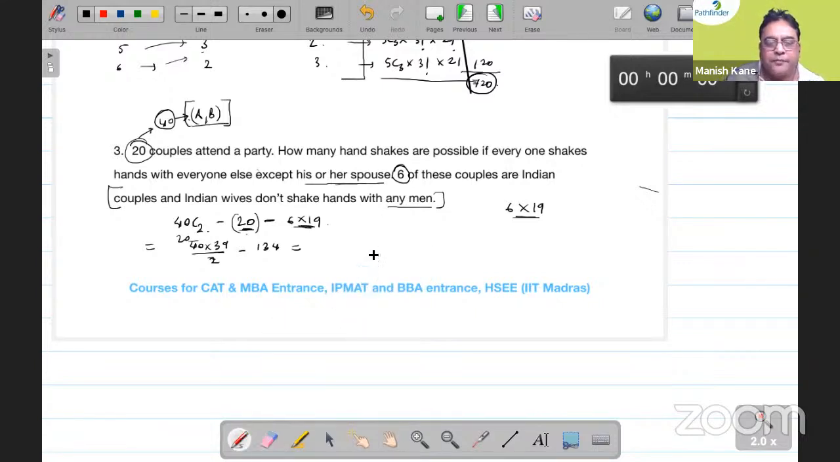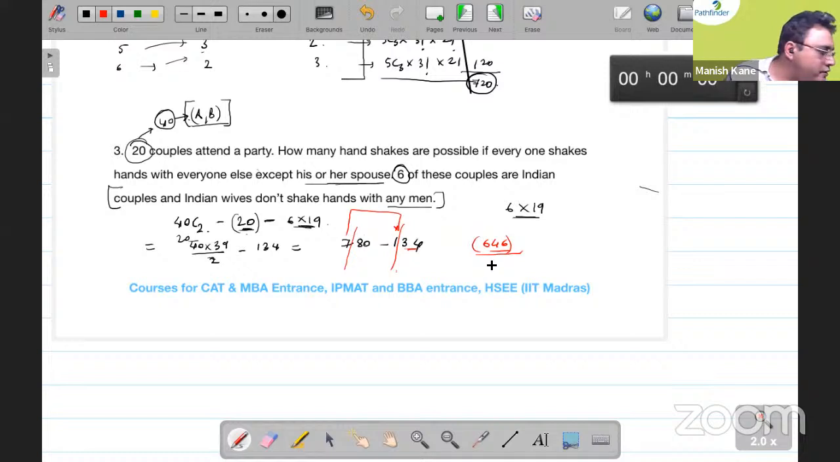Everyone will do it. So 780 minus 134. Just put a red line here and here. Correct? 7 minus 1 gives you 6. Correct? 80 minus 34. Now 80 minus 40 will be 40. Minus 34 will be 6. So 46. So you have 646 as the total final number of handshakes.